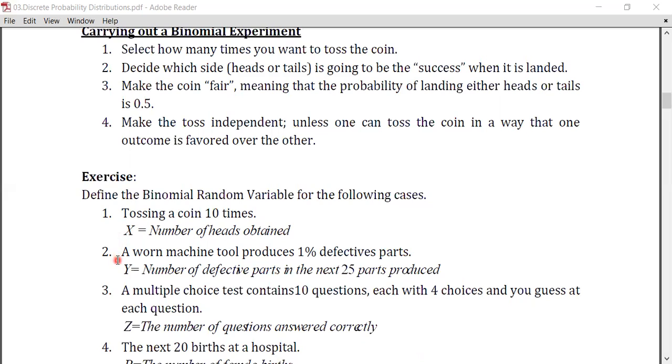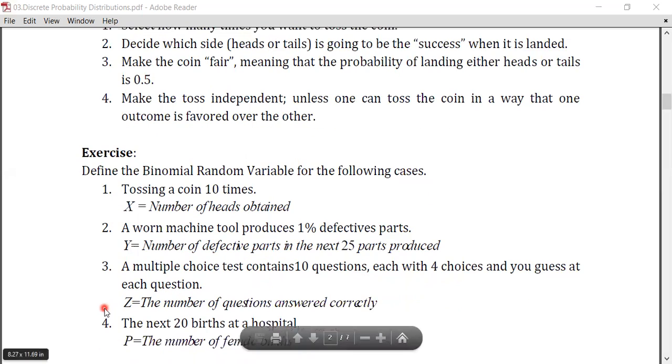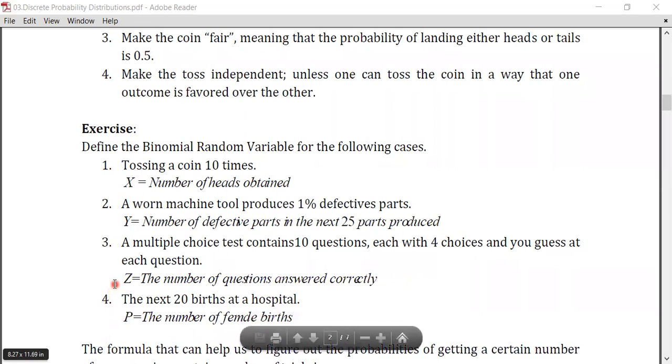Second one, a machine tool produces 1% defective parts. Here also I can have the random variable as the number of defective parts. Third one, an MCQ test contains two questions, each with four choices. If you are guessing for a question, then you can have the answers as correct answers or wrong answers. Therefore, if you need to apply the binomial experiment, then you have to define the binomial random variable.